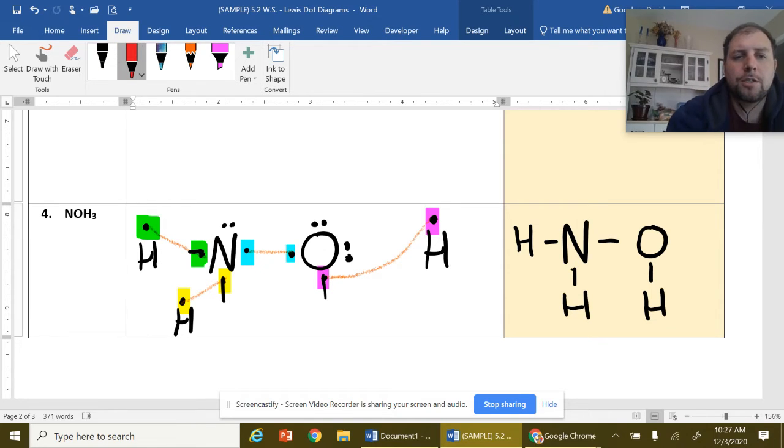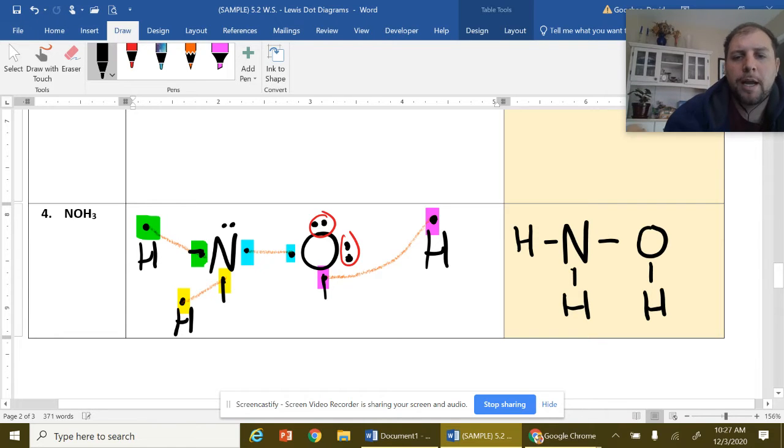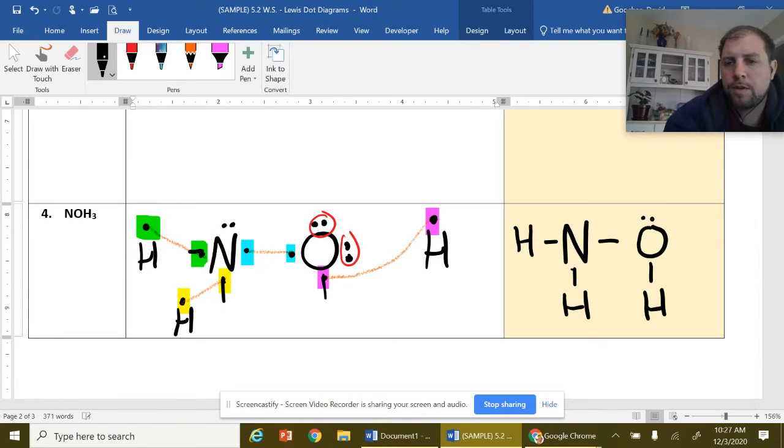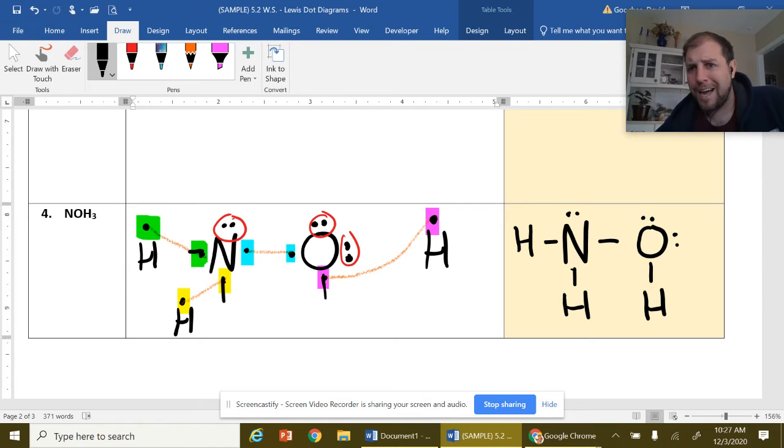Now this oxygen had a pair of dots above and a pair of dots on the side, so I'm going to do 2 pairs of dots. This nitrogen had a pair of dots on top, so I'm going to do a pair of dots on top. And that's it. This is the Lewis dot structure for this molecule.